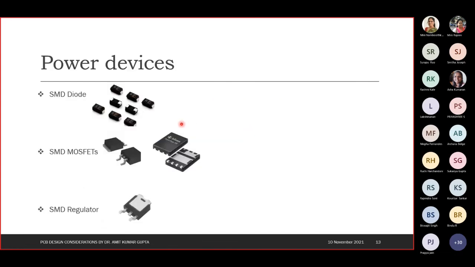These are some of the power devices. You can see SMD diodes.